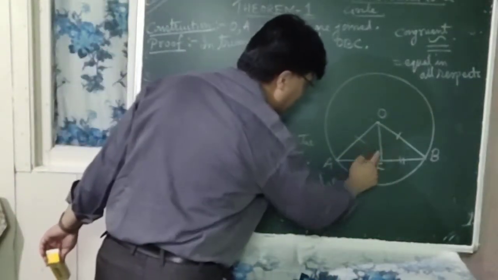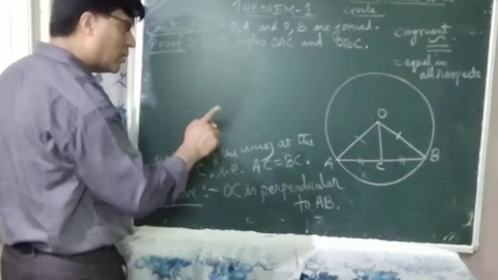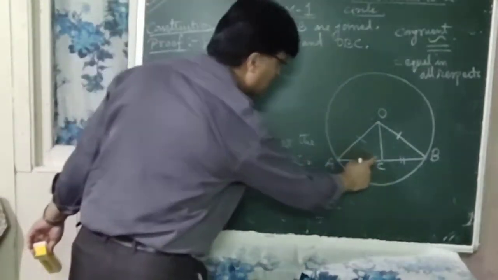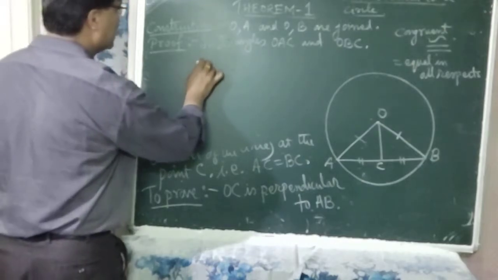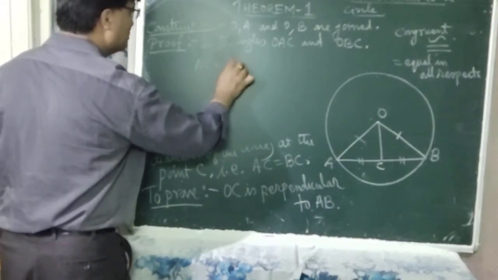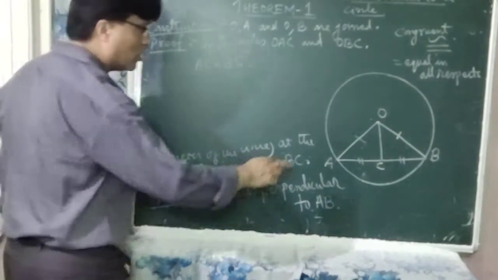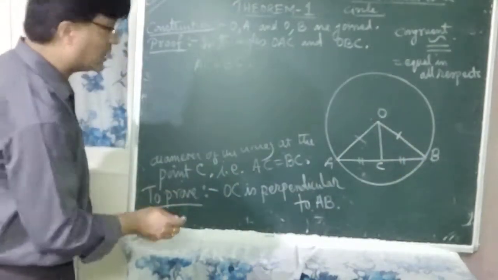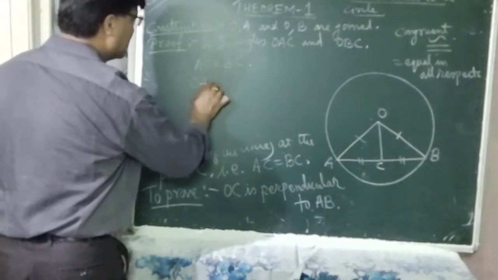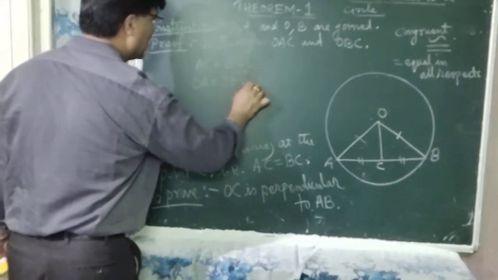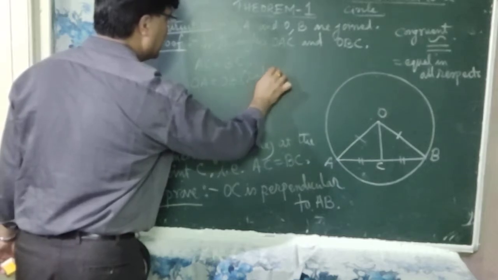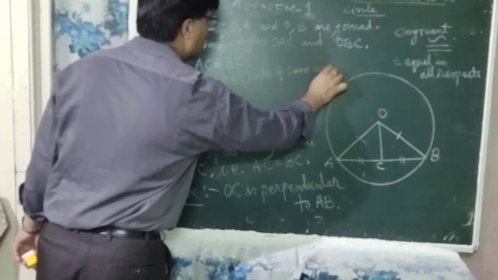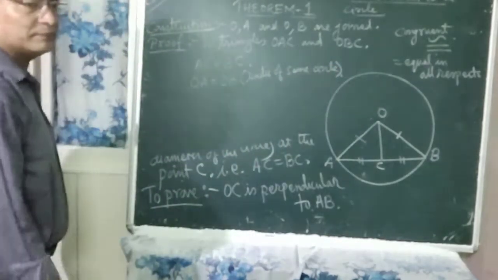You know that in these two triangles AC is equal to BC. Again we said OC will bisect AB, isn't it? That means C is the midpoint of AB. That is AC is equal to BC. That is one reason. Next, in these two triangles, what about OA and OB? Radii of the same circle. That means equal. OA is equal to OB, radii of same circle.